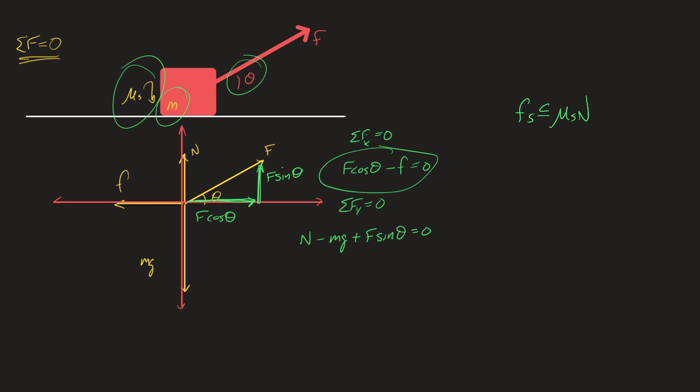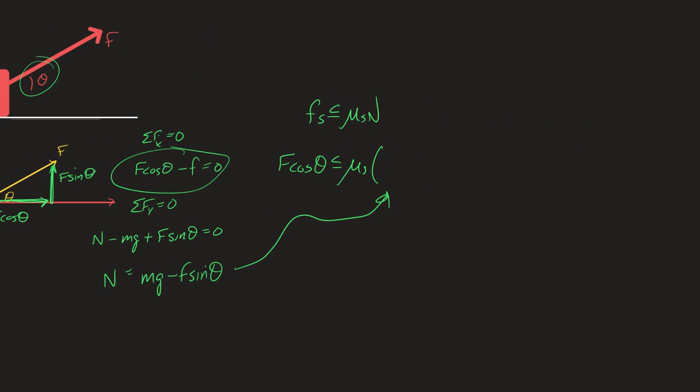That means solving this for F and writing F cosine theta must be less than or equal to mu s times, and now solving this for normal force and plugging that in for normal force, which, there we go. This is a function that could be solved for the pulling force. It's not pretty, but it could be done.